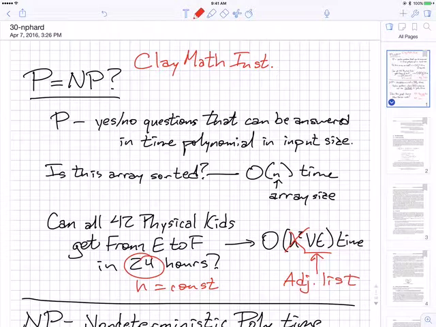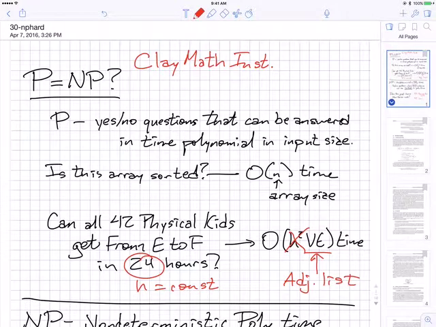This was number 1. And the reason it's number 1 is because if the answer is yes, P equals NP, what that says is anything where there's a short proof, there's an easy way to discover it. In other words, all of mathematics just became trivial.